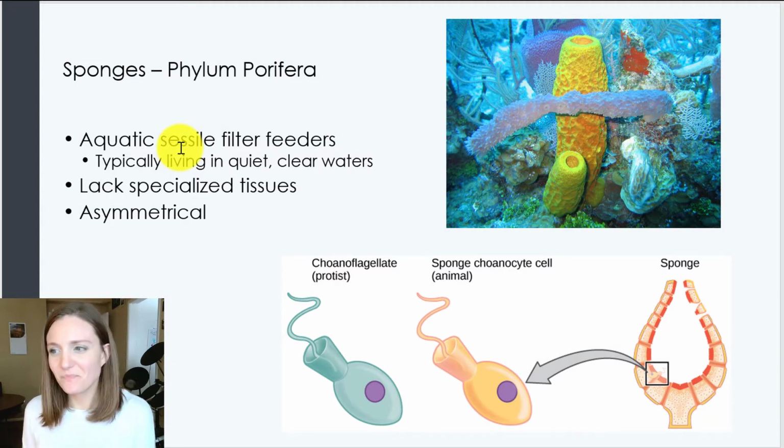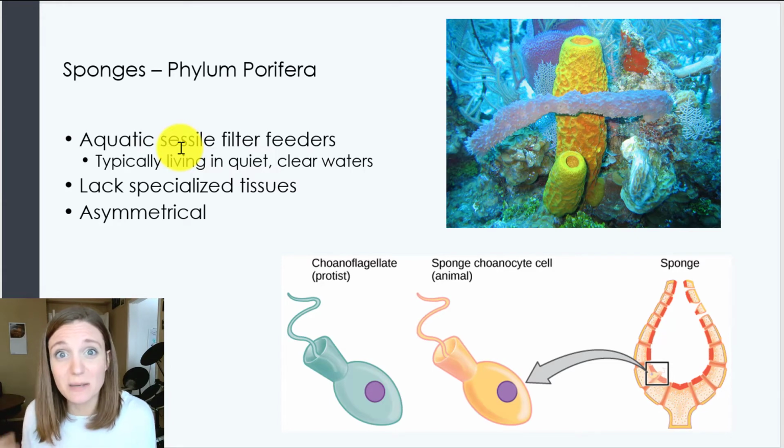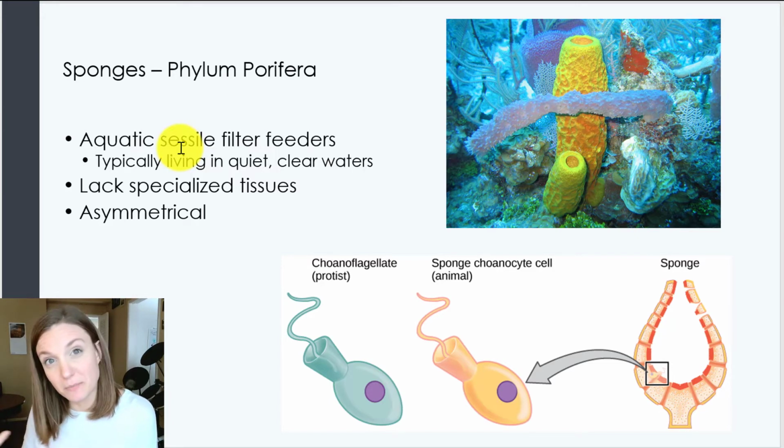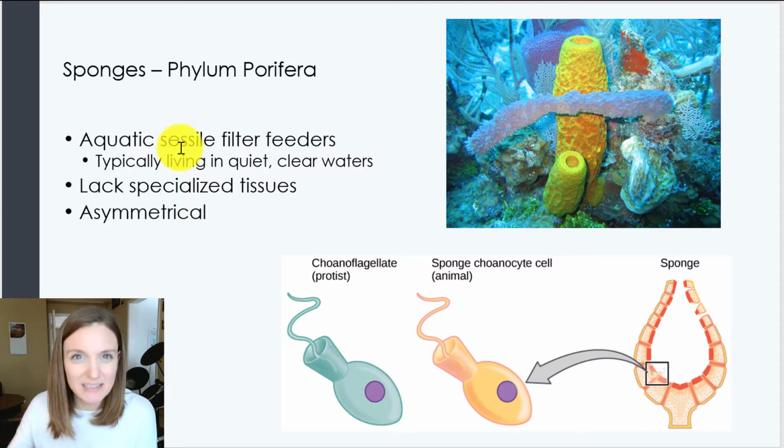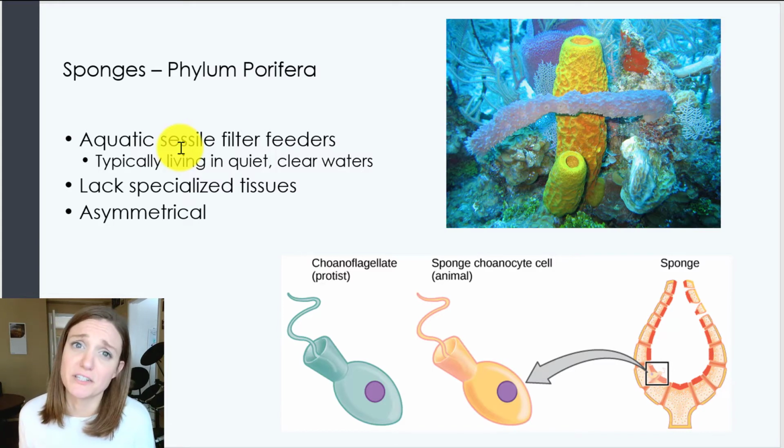Typically we're going to find most sponges living in quiet waters where there's not a lot of wave action stirring up sediment. So they're typically pretty clear waters as well. That's because all that sediment mixed up with waves can clog some of their pores into their body, which makes it hard to feed.